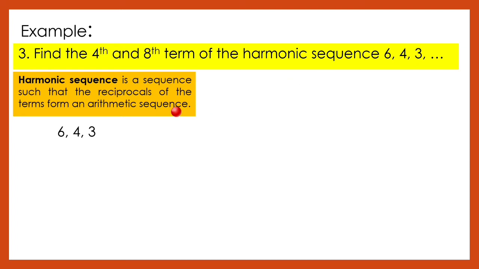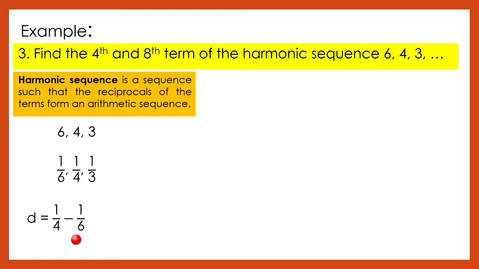So, the terms are 6, 4, and 3. Ang reciprocal ng 6 is 1 over 6. Ang reciprocal ng 4 is 1 over 4. Ang reciprocal ng 3 is 1 over 3. So, 1 over 6, 1 over 4, and 1 over 3 is now an arithmetic sequence. And then, kunin natin yung kanyang common difference. Paano natin makukuha? 1/4 minus 1/6.